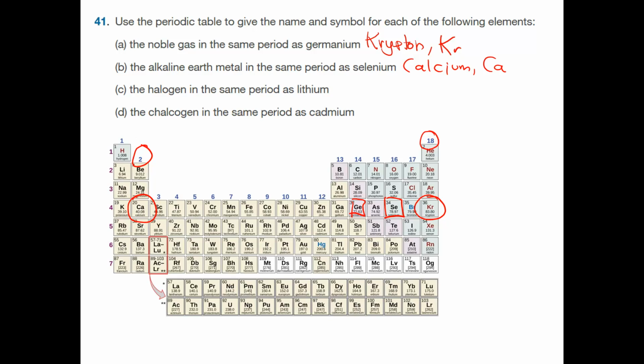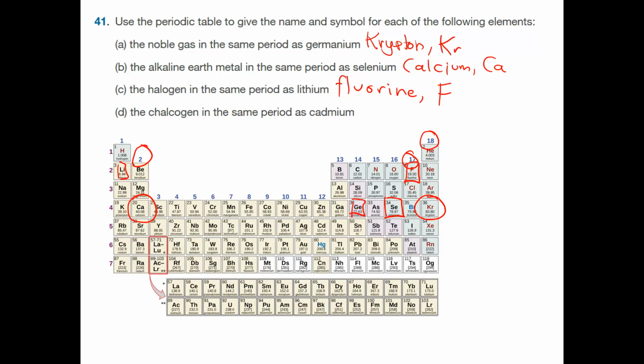Next one is the halogen. So the halogens are group 7A or group 17 in the same period as lithium. So lithium's in period 2. So that halogen must be fluorine. So when you spell fluorine, it's slightly unintuitive. It's F-L-U-O-R-I-N-E. And so often people get the U and the O switched around. And it only has a one-letter symbol, so it's just uppercase F.